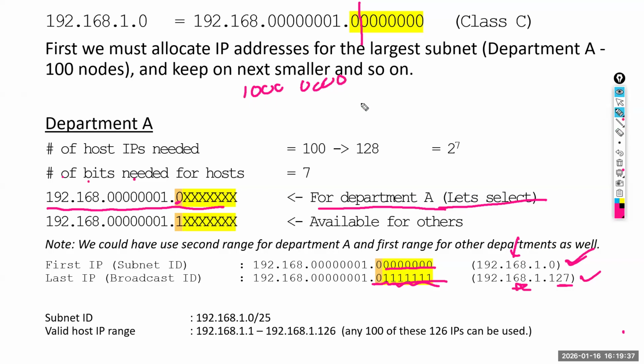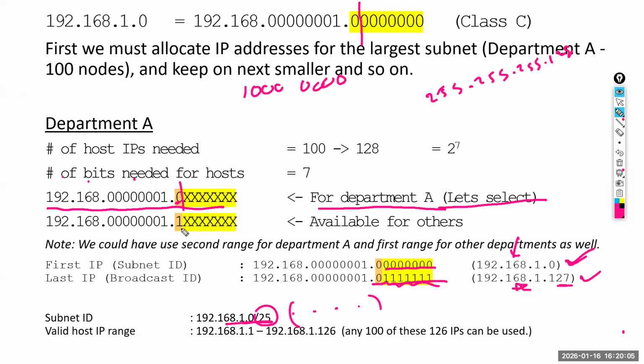So the subnet mask for Department A will be 1, 2, 4, 8, 16, 32, 64, 128: 255.255.255.128, or slash 25. Okay, slash 25. Or you can say 255.255.255.128 within brackets. That is your subnet mask. It's the same as saying slash 25, because we have borrowed one bit, breaking it from here.